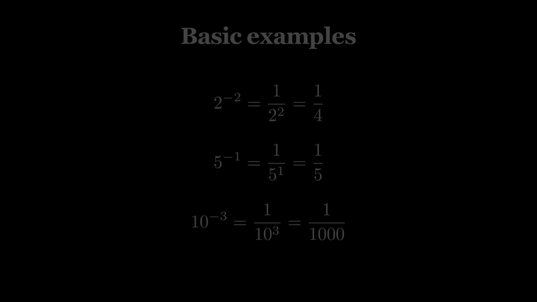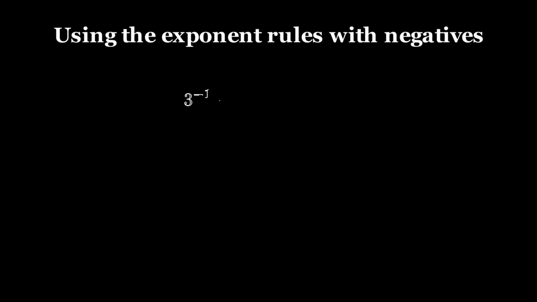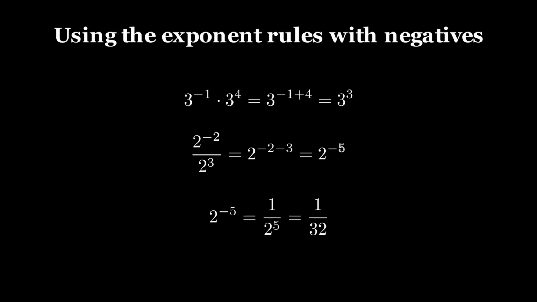Now let's combine negative exponents with the usual exponent rules. Look at 3 to the power of minus 1 times 3 to the power of 4. The base is the same, so we add the exponents. That gives us 3 to the power of minus 1 plus 4, which is 3 to the power of 3.